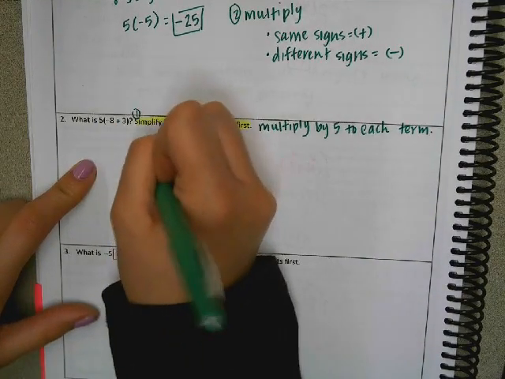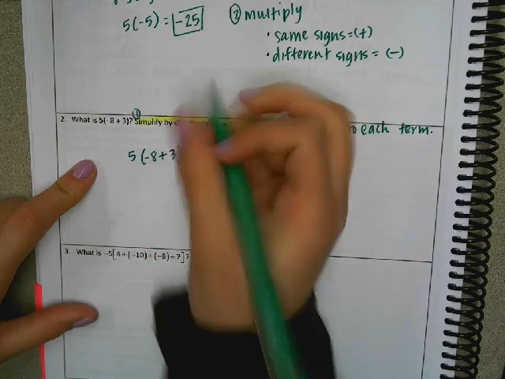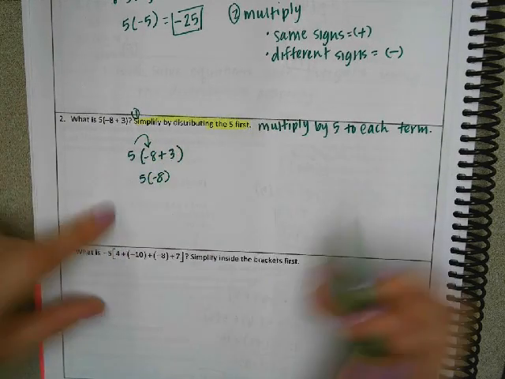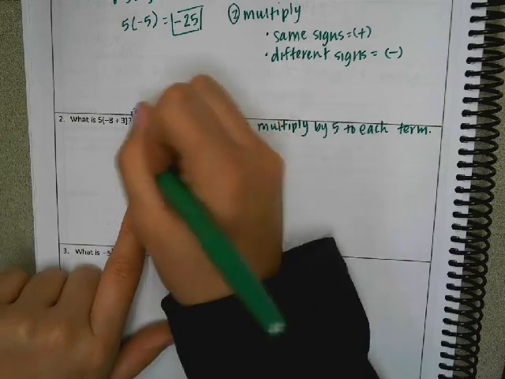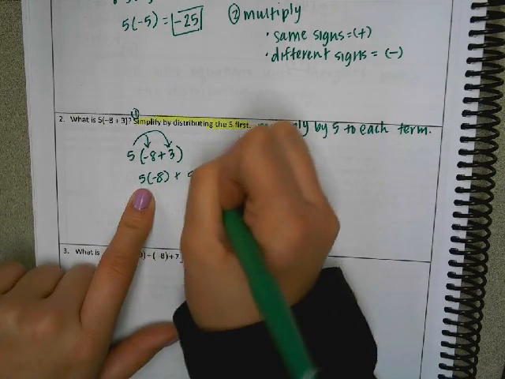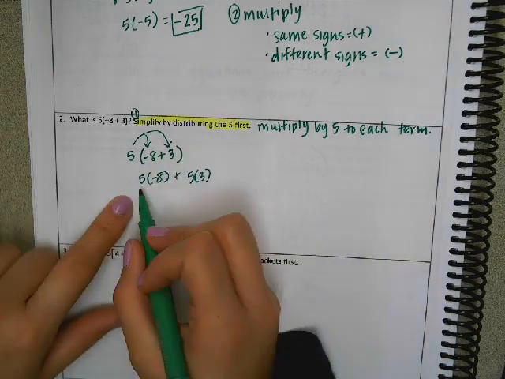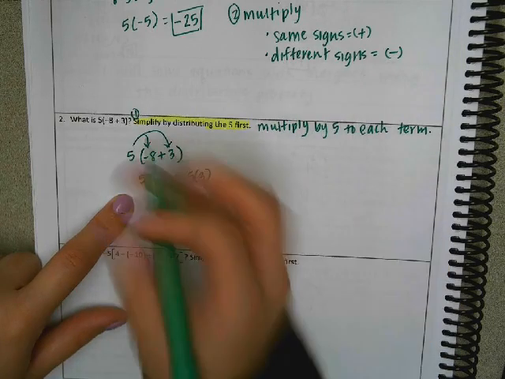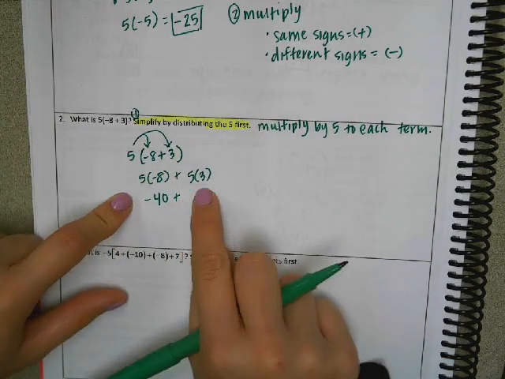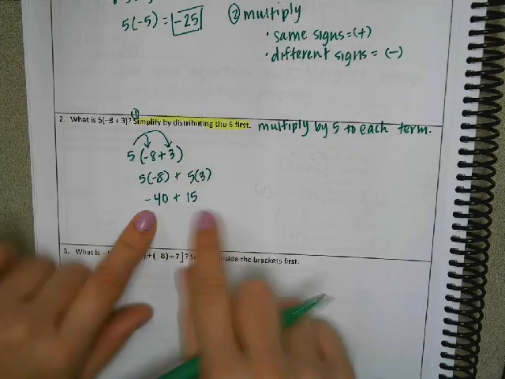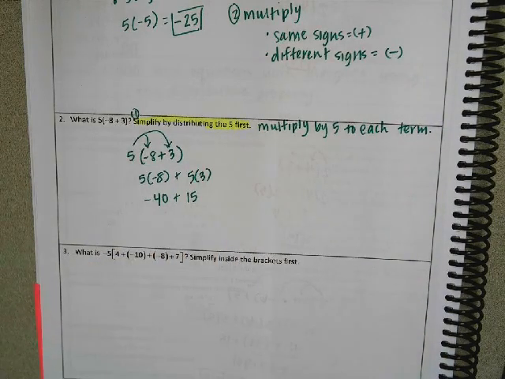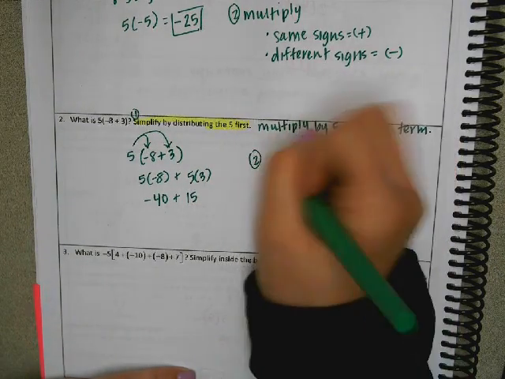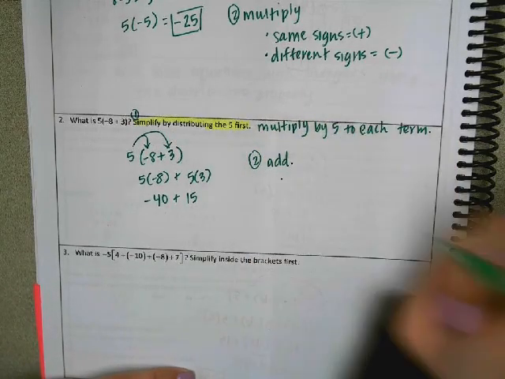So I'm going to rewrite it as 5 times negative 8 plus 3. Distribute the 5. 5 times negative 8. So I'm going to write that. That means multiplication plus 5 times 3. 5 times negative 8. Remember, using our multiplication rules, 2 different signs means my answer is negative 40. 5 times 3 is 15. And then from here, remember that we need to use our adding rules. So step 2 is add.